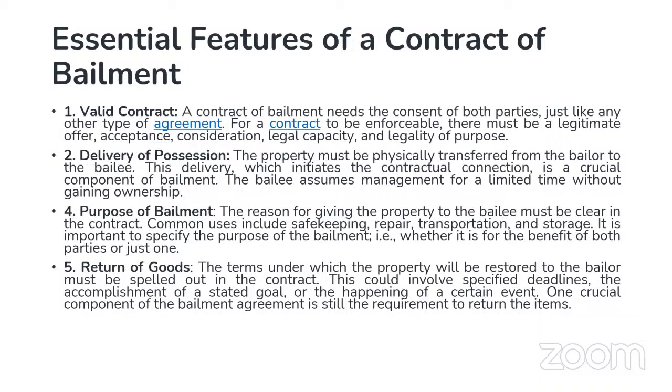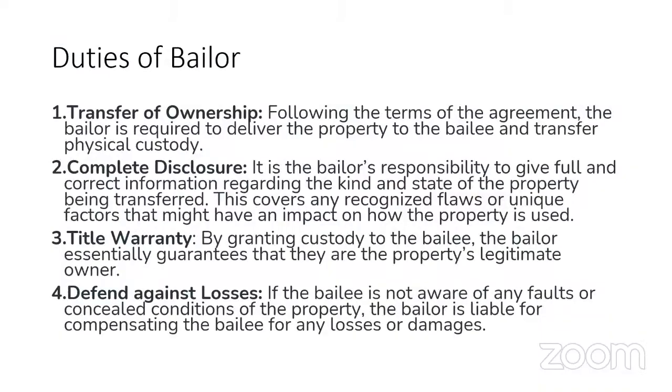So we want our goods to be transported from one place to another place. That is an example of bailment, right? So what is the purpose of bailment? That has to be clearly specified in the contract, right? Then the terms under which the property will be restored to the bailor also must be clearly mentioned in the contract. That means by what time, in what form. Like for example, I gave my car. When will I get my car back? What work would be done on my car? Right? All these things have to be very clearly given.